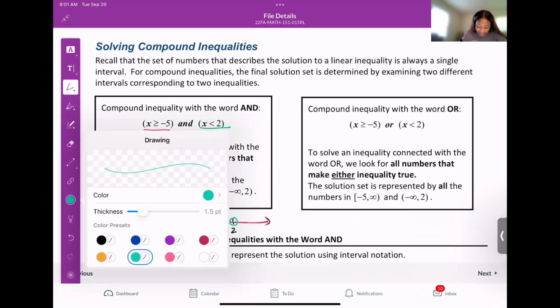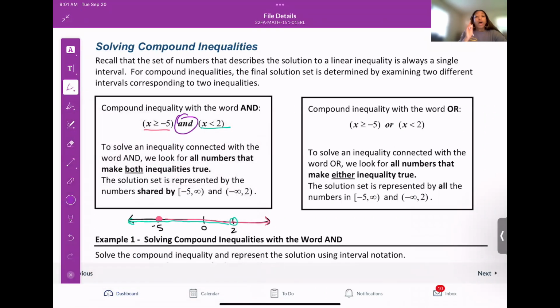Since this is an "and" problem, our solution is going to be the set of numbers that are covered by both the pink and the green line. We need the x values to satisfy both inequalities. So that would be everything from here, including the dot. Putting these two together, our solution would be from -5, including -5, all the way up to 2, not including 2.